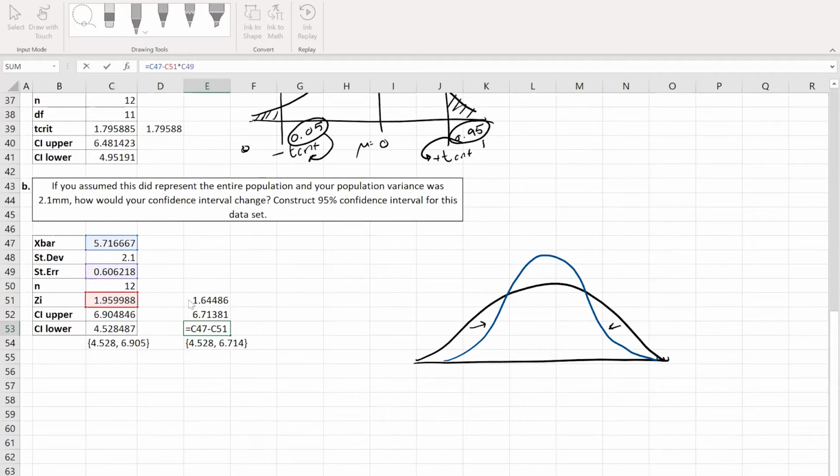I used the wrong, yeah, there we go. Just wondering why that looked weird. There you go.